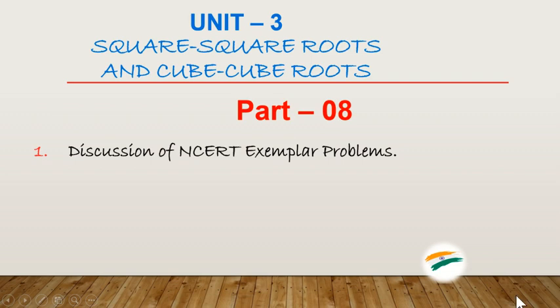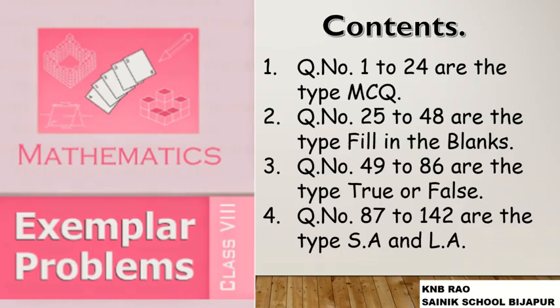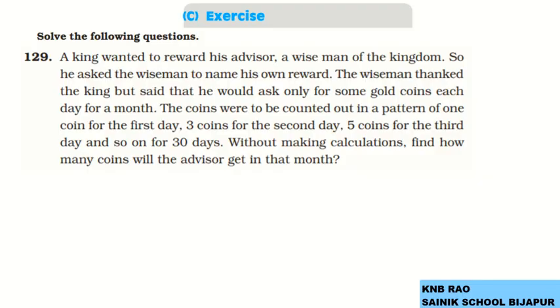Students, this is part 8 of NCERT exemplar solutions on unit number 3, which includes squares and square roots and cubes and cube roots. Students, we have already covered up to question number 128, which includes MCQ type, fill in the blank type, true or false type, short answer as well as some of the long answer type. Now, today we will start from question number 129.